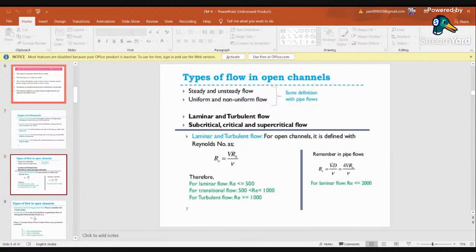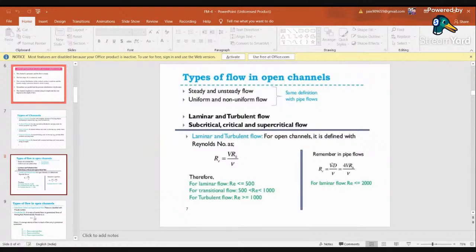So in open channels, we basically have two types of flow: steady and unsteady flow, and uniform and non-uniform flow. Steady and unsteady flows are those in which the flow parameters will not change with respect to time, along the depth or along the length of the section. Uniform and non-uniform flows have sections with constant velocity along the length. Then the flow is classified on the basis of a third classification, that is the Reynolds number: laminar flow and turbulent flow.